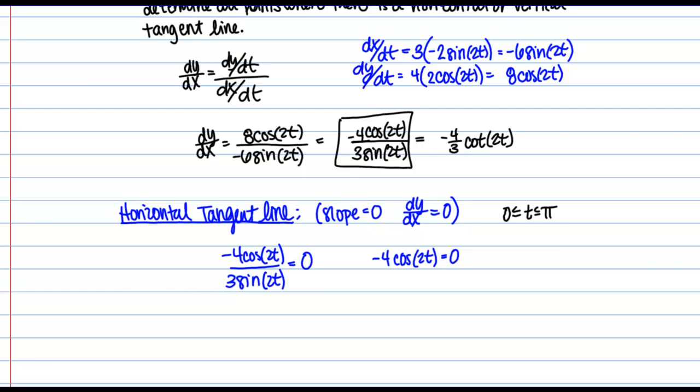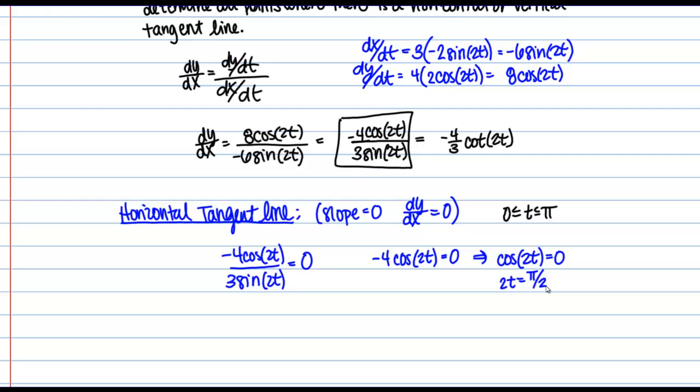So I don't need to worry about this negative 4. I can divide that out so that I just end up with the equation cosine of 2t equals 0. To solve this expression, we want to think about the places where cosine equals 0. So I know first of all that cosine equals 0 at pi over 2. So if 2t were to equal pi over 2, then this equation would be satisfied, right? Cosine of pi over 2 equals 0.